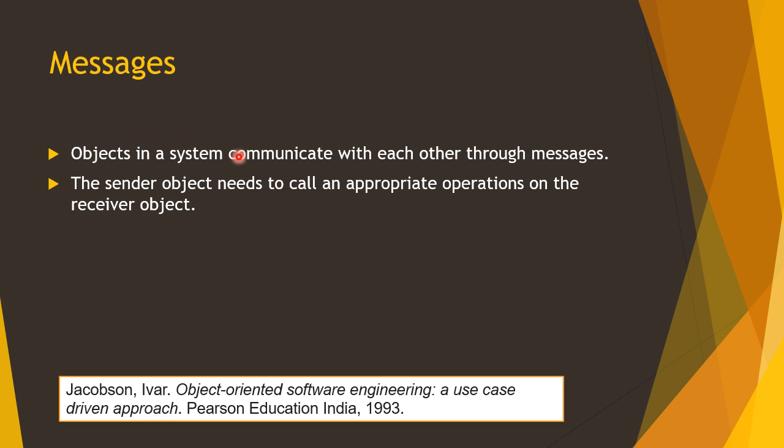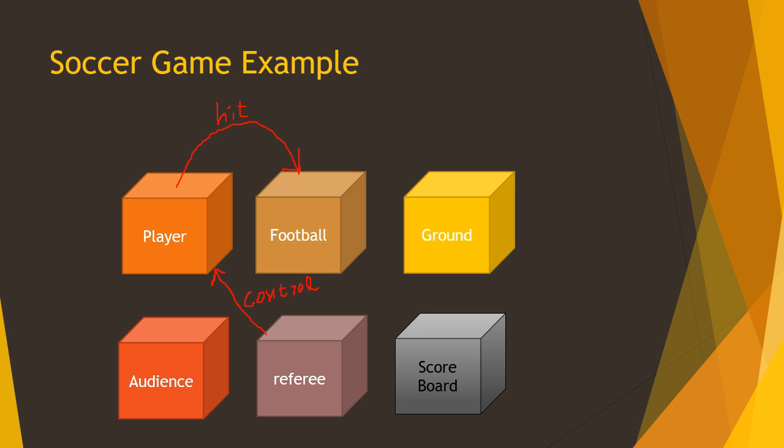Objects in a system communicate with each other through messages. The sender object needs to call an appropriate operation on the receiver object. This is how objects can communicate in a system. So, what is modeling? If you can represent all of the objects in a system and you can also represent the relationship between those objects in a system, then it becomes the model.